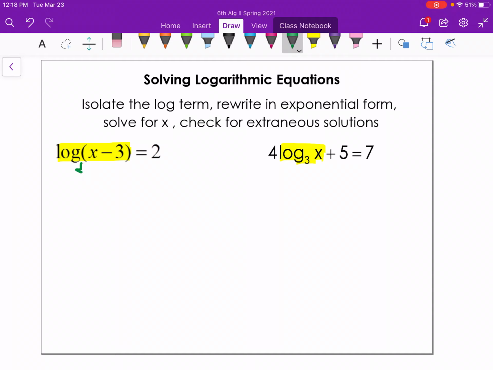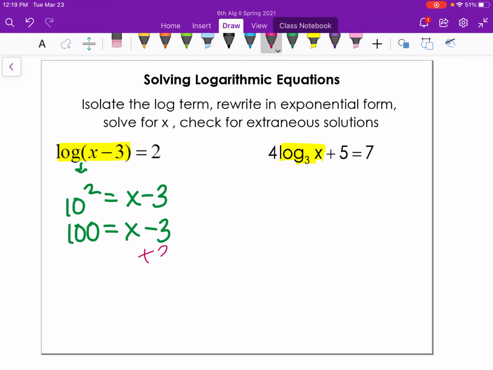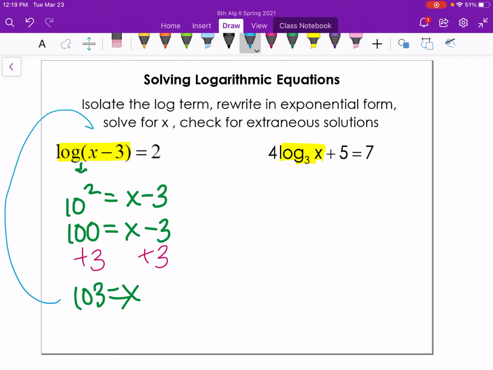So this is going to be, remember that there's no number here, so it's a 10. So this would be 10 squared equals x minus 3. 10 squared is 100. And then add 3 to both sides. And so 103 is x. Now, if I were to plug 103 back into here, I would end up with the log of 100, and that's okay because that's positive. So that is not an extraneous solution.